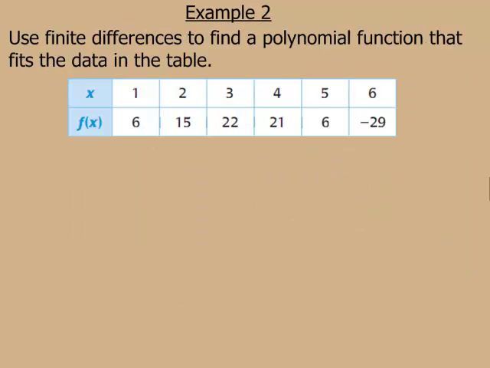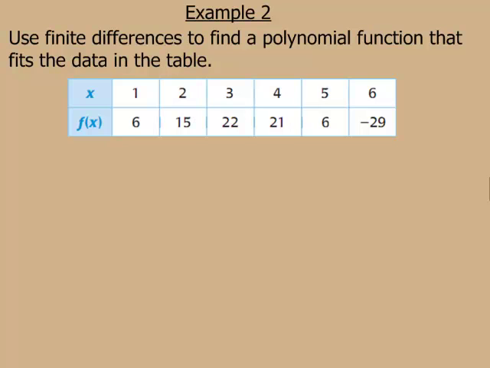In our next example, we're going to use a thing called finite differences to find a polynomial function that fits the data in this table. Basically, the gist of the question is, we are given a table and we need to find the equation that will fit that data. A polynomial function is all we know. We don't even know the degree. So we're not given a whole lot to work with.